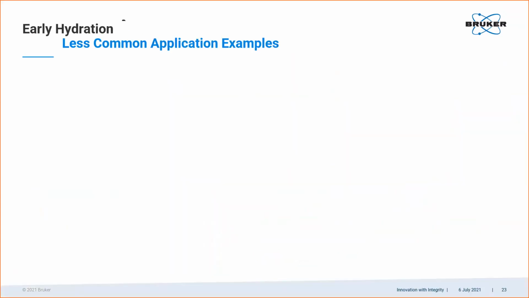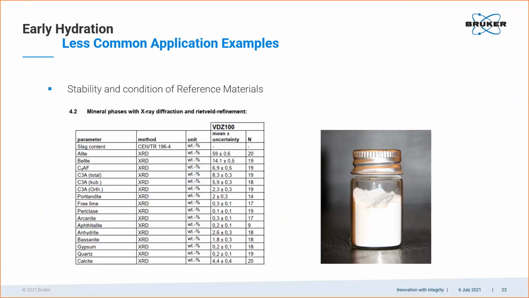There are some further applications. So of course, it is standard in our cement quantification models to consider prehydration tracers like syngenite, but you could also use this to check the stability of reference materials or of your own standards, for example. In this case, I would like to draw your attention to one cement reference material, which was issued by the VDZ.